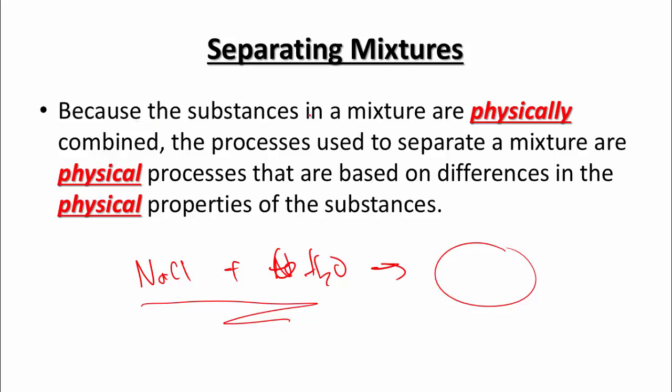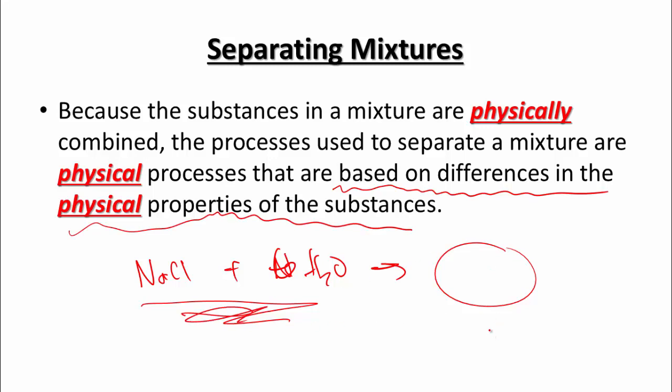Now, because the substances in a mixture are physically combined, the processes used to separate a mixture are physical processes, and they're based on, this is important, the differences in physical properties of the substances. Okay? So again, we physically mix them together. There should be a way to physically separate them back as well. And the way you separate them is you look at the differences in physical properties. So what are some properties that sodium chloride and water have that we can use to separate them? That's what you want to think about when deciding how you're going to separate your mixture.